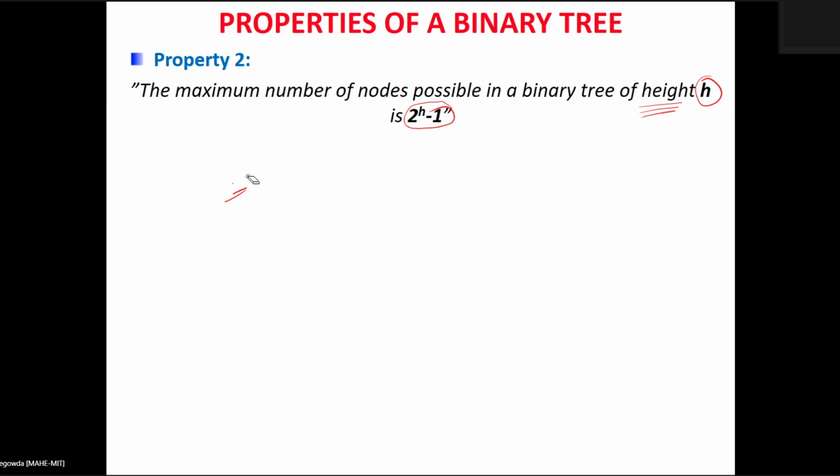Okay, property 2 says that the maximum number of nodes possible in a binary tree of height h is 2 power of h minus 1. So we are supposed to prove that one. Say in the previous example, for example, I have a root node, it has 2 children. This is going to have 2 more children.